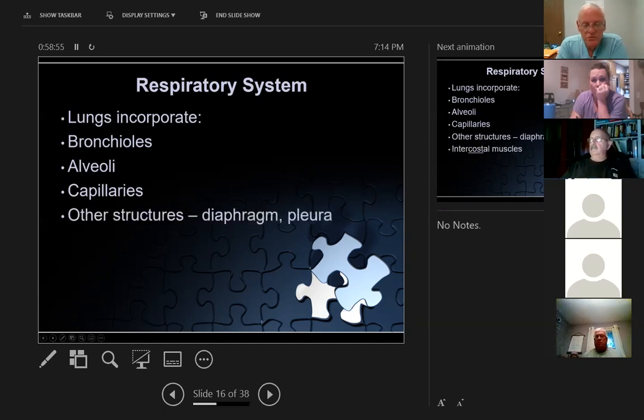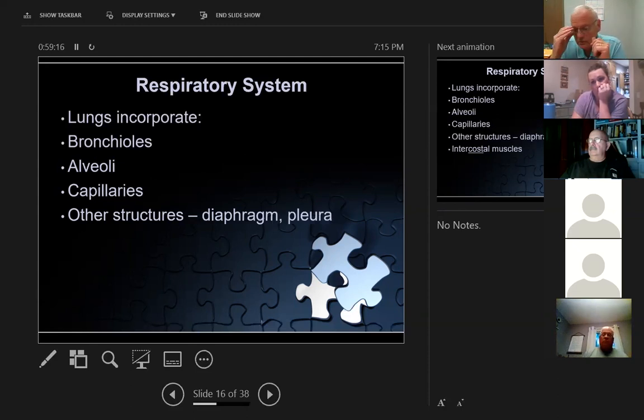We have other structures. The diaphragm is the major muscle of breathing. That separates the chest cavity from the abdominal cavity. It's in a dome shape, and so when it contracts, it goes downwards, and that's how it makes the chest bigger, okay?